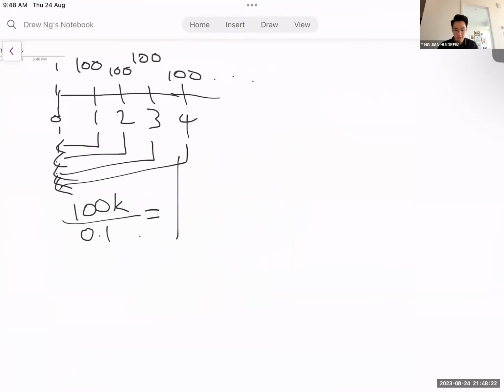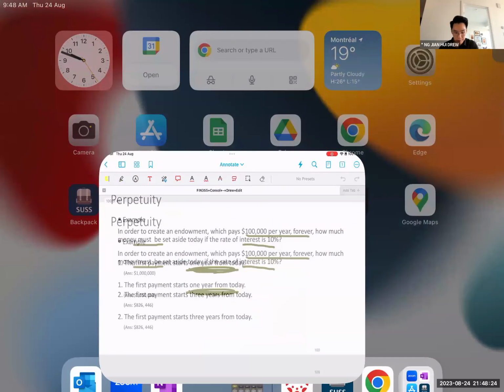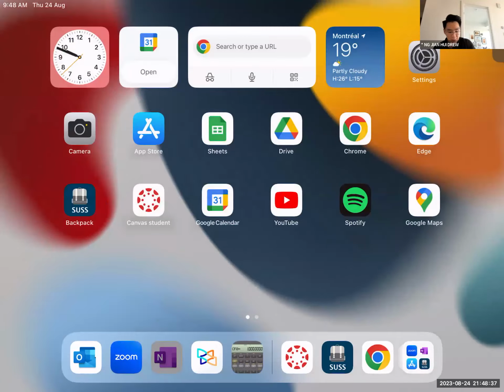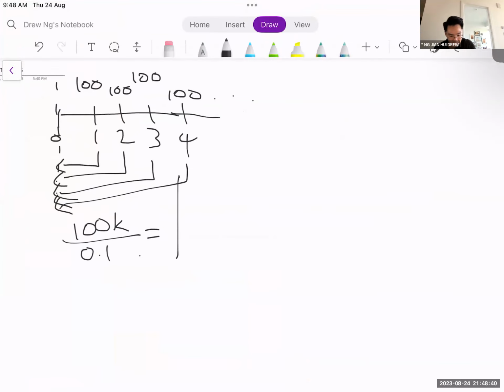Okay. So the first part, I think it's pretty simple. Now let's look at the second part. What if the first payment starts 3 years from today? You're still being asked to calculate how much money you must set aside today. Okay, let's jump back into this part here. So let's now draw another timeline.